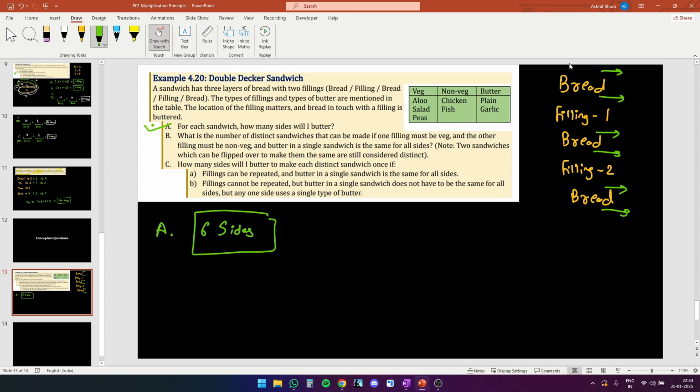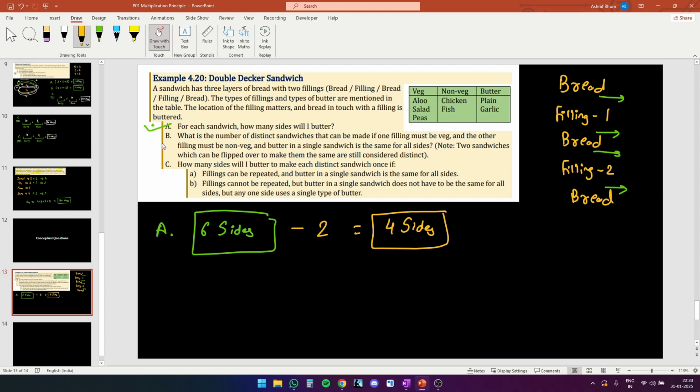But out of all this, we will not be buttering the top part and will not be buttering the last part. We'll only fill the butter inside the sandwich. So this makes our choice as 6 sides minus 2, which becomes 4 sides. We are considering that we'll not put butter on the top, and we'll not put butter on the bottom.